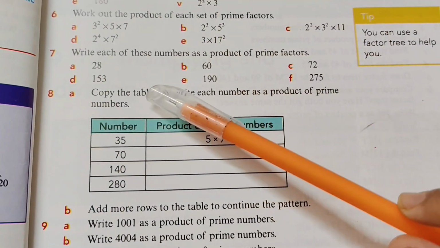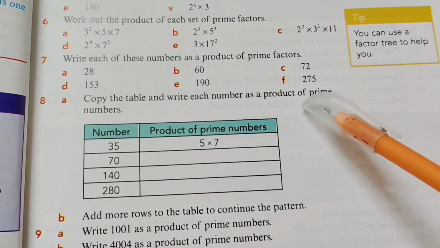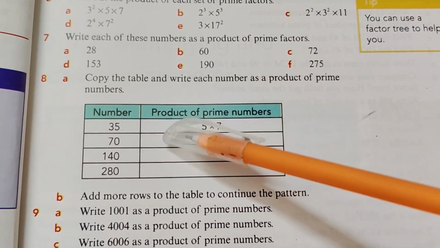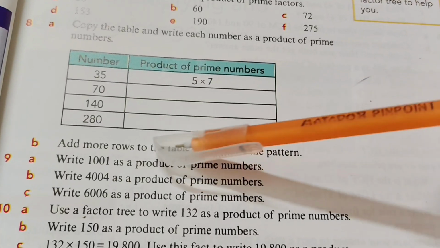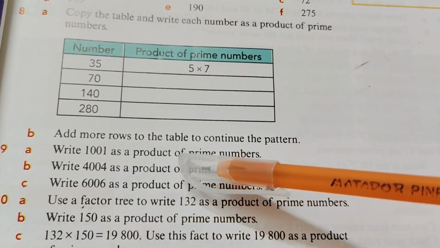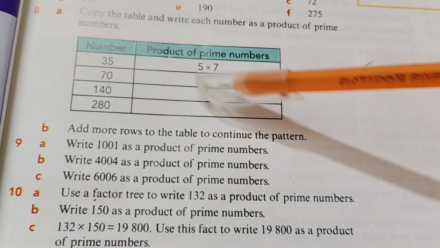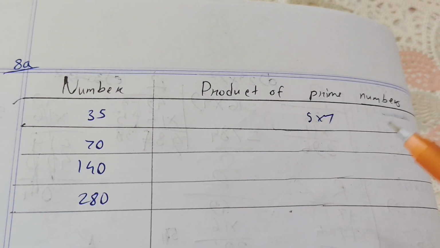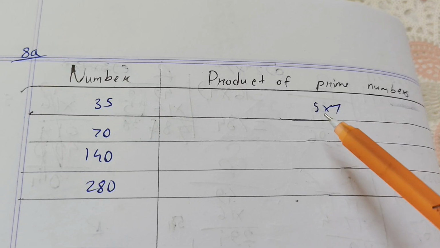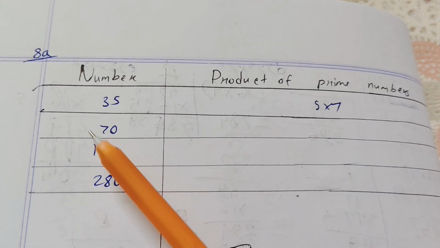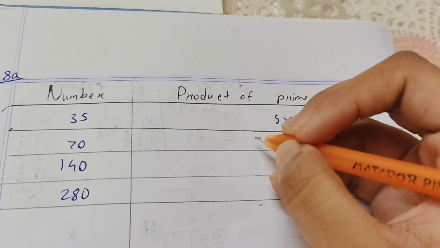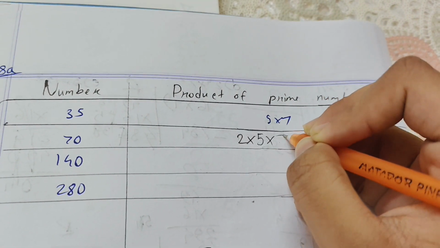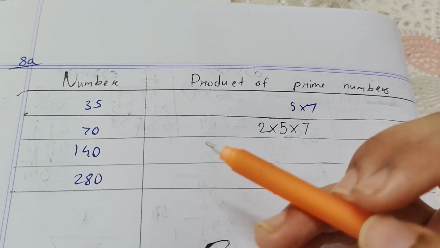Now to number 8. Copy the table and write each number as a product of prime numbers. So you can see this table below. So I've already copied this in the copy. And we are also supposed to add some more rows to the table to continue the pattern. So there's a pattern in this. According to the table, 35 is equal to 5 multiplied by 7. 35 is the half of 70, so we just multiply 2. 2 multiplied by 5 multiplied by 7 is equal to 70.